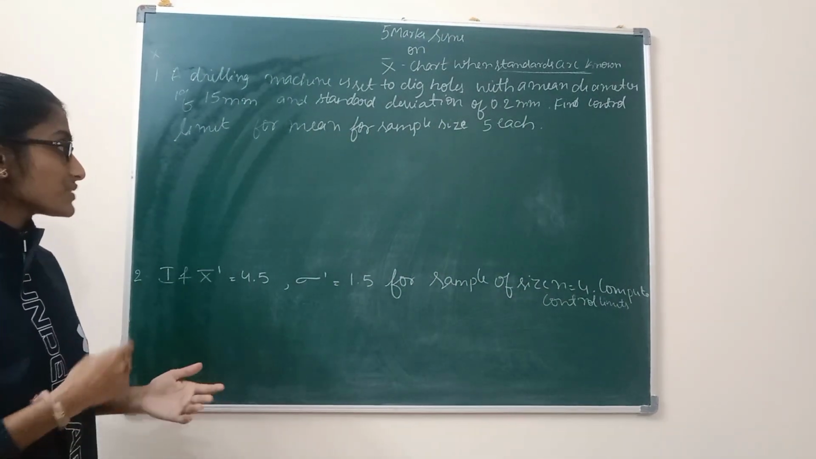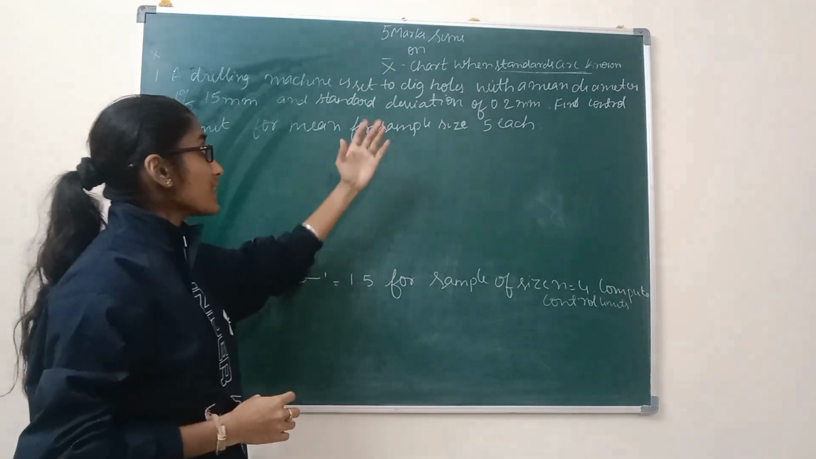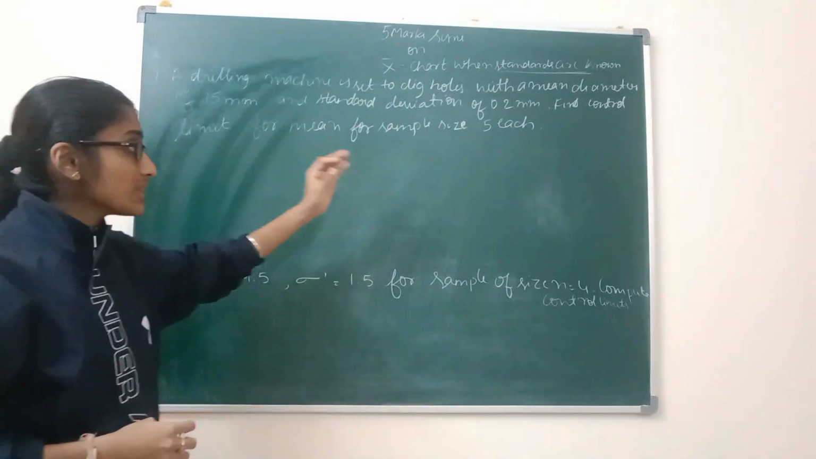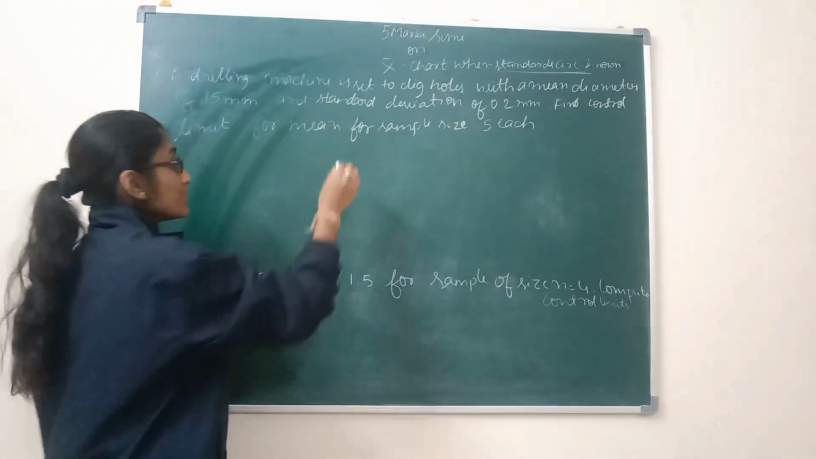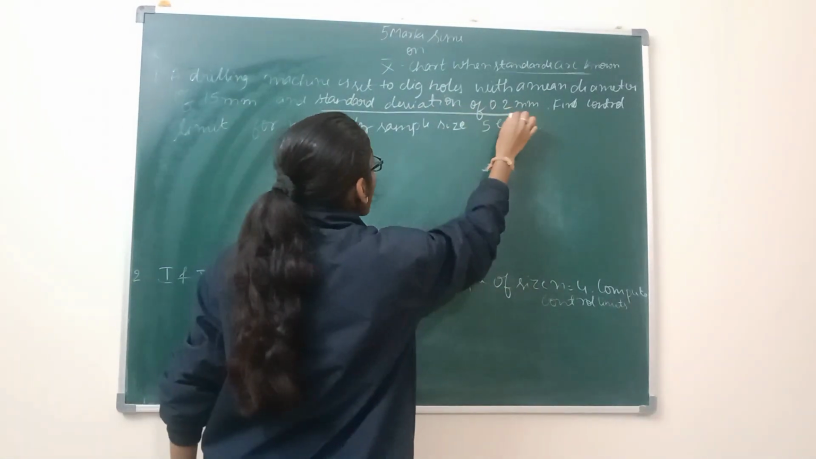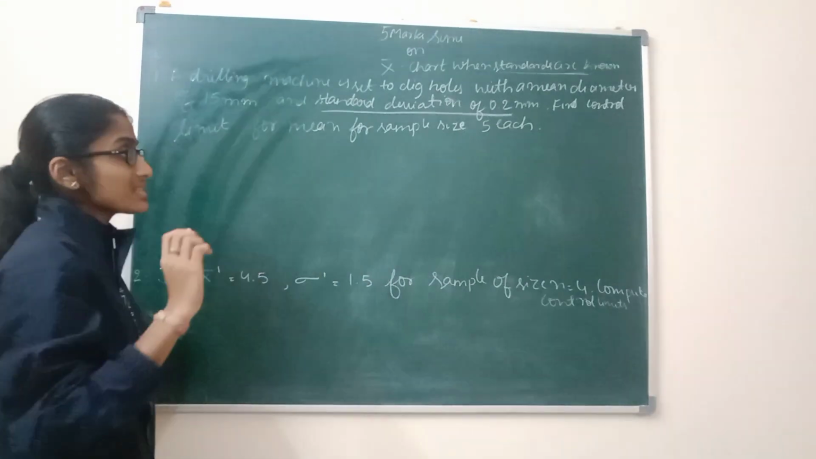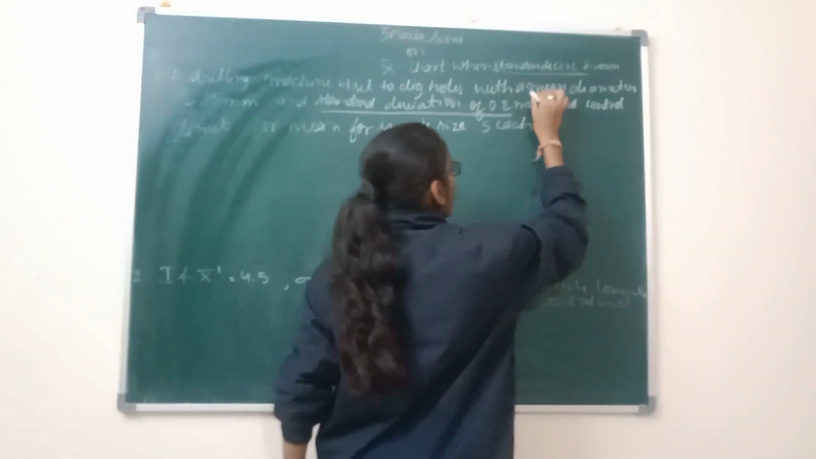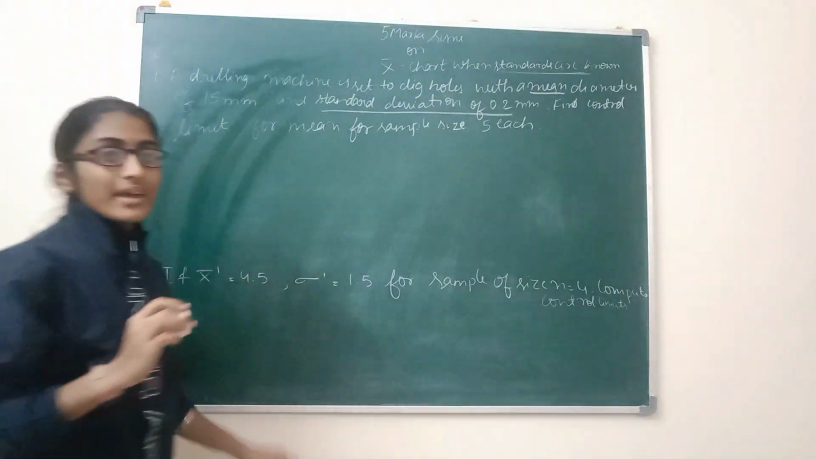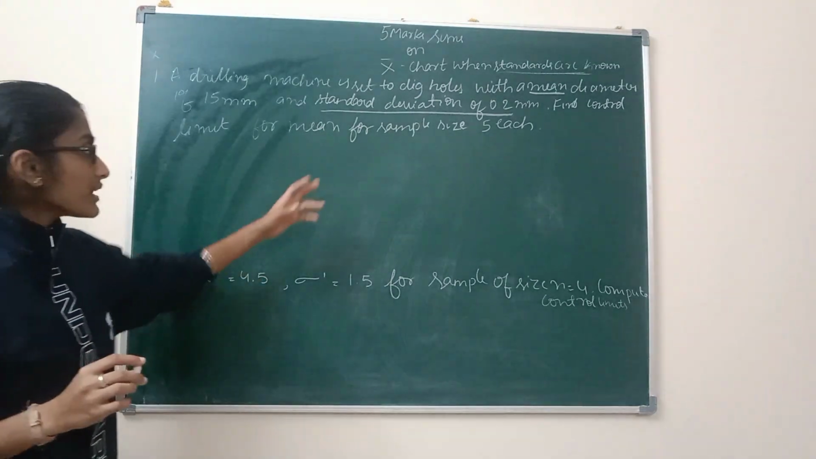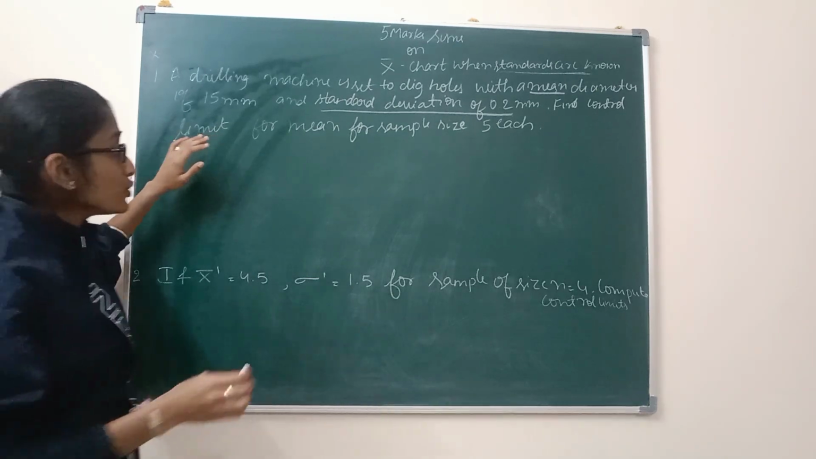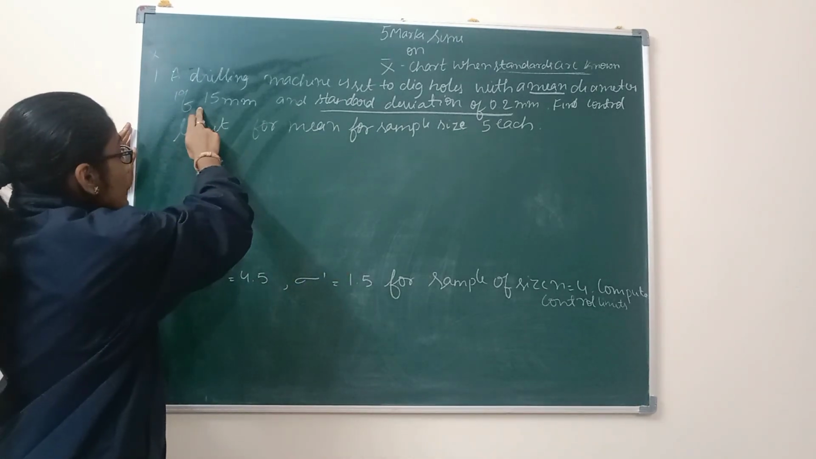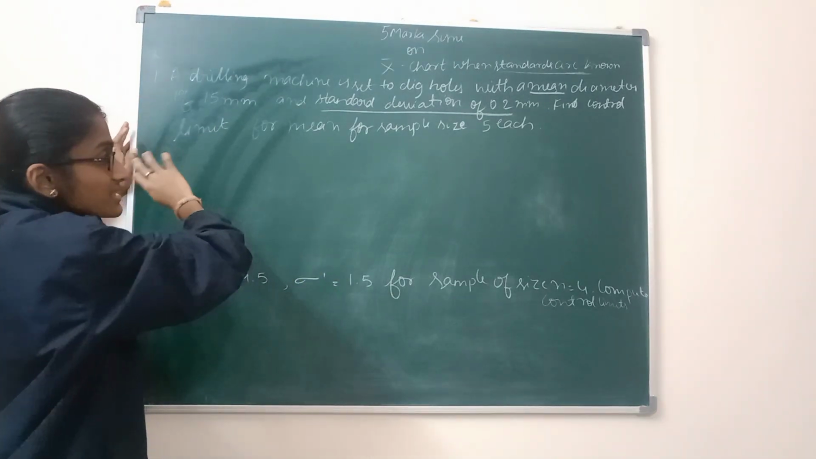As I've already told before, in X bar chart when standards are known, they'll give you the standard deviation, meaning the sigma value. So when sigma and mean are given, it is X bar chart, and they have given the sigma value here. They have already given the known values. They have not told that it is unknown.